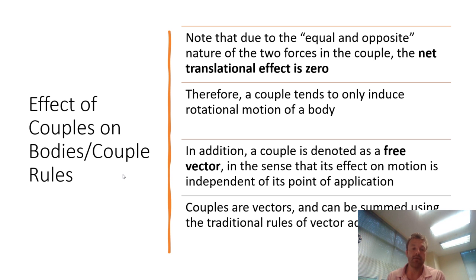So what do you need to know about couples? Since they have equal magnitude and opposite direction forces, if they're acting on a body and I compute the resultant effect of the two forces in the couple, it's zero. That means they won't tend to translate the body at all. The effect on the body will be purely rotational.